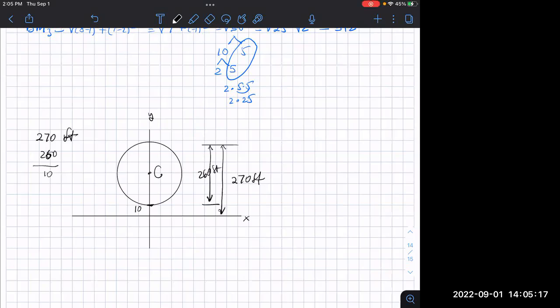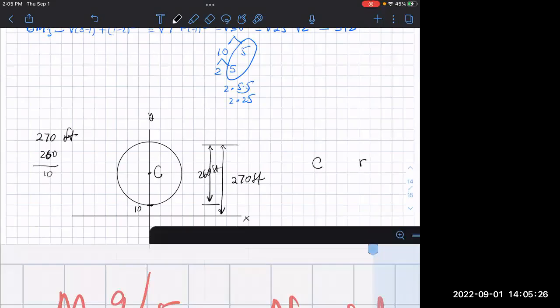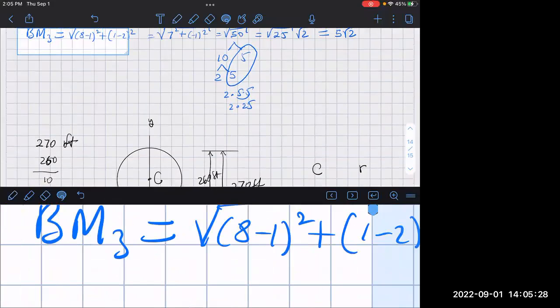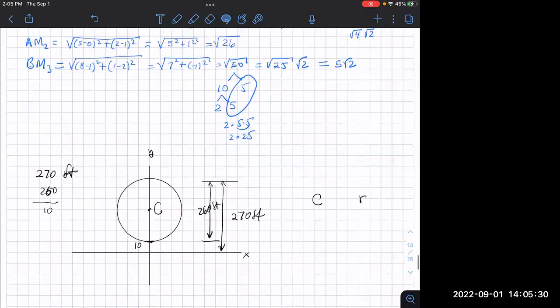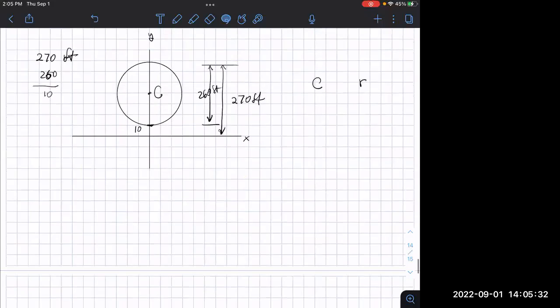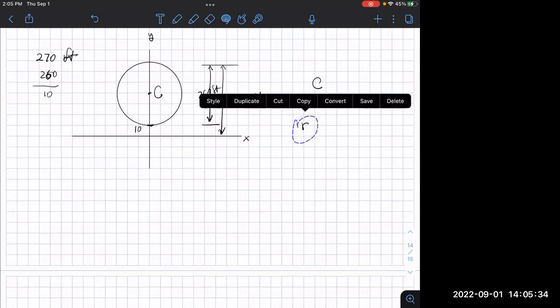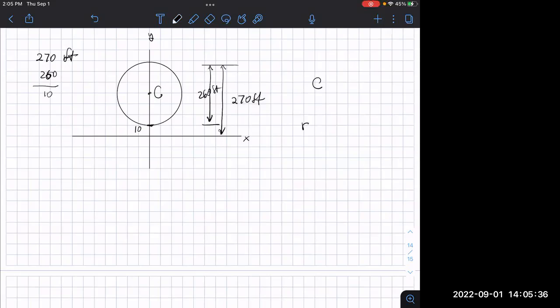So let's call this 10 feet. To find the equation of the circle, you need the center and the radius. Where is the center? It's in the middle, so it would be... oh no, not 130. 0, comma.